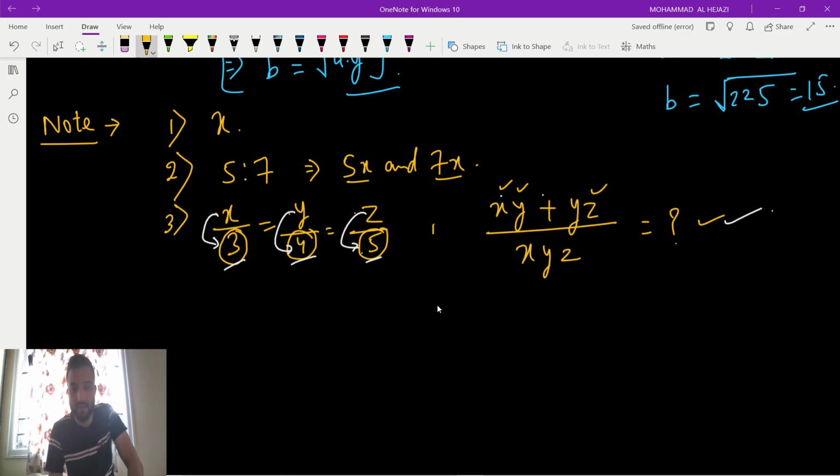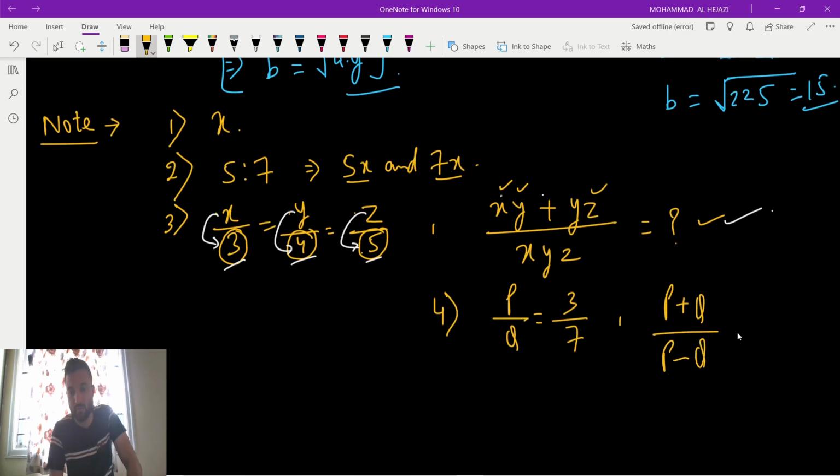Okay, and the last thing is, suppose they give like this, p by q equals 3 by 7, and you have to find, suppose, p plus q divided by p minus q. So what we have to do, they have given here a ratio p by q equals 3 by 7 and you have to find p plus q by p minus q.